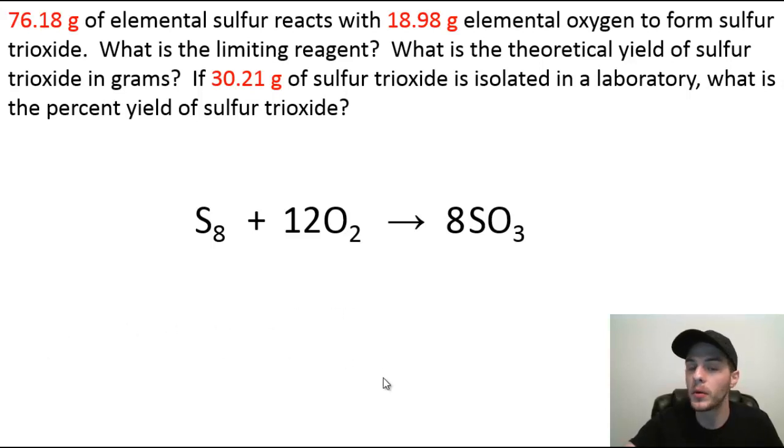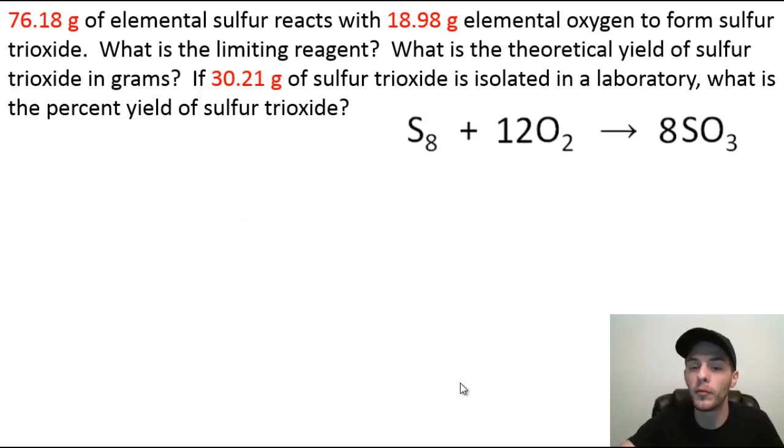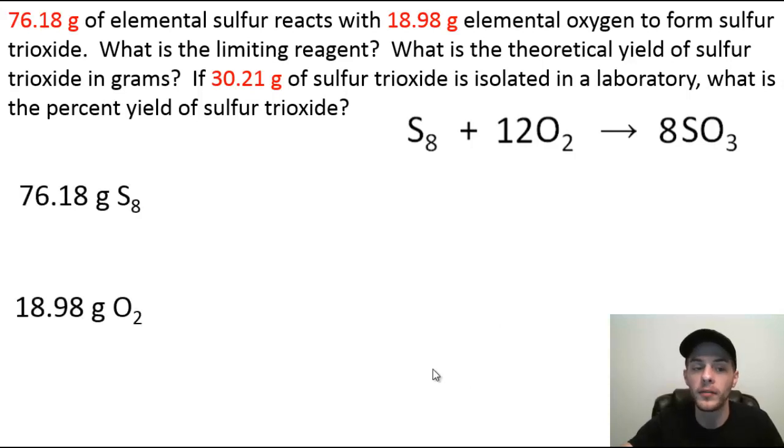And we're going to use that balanced chemical equation to determine what our limiting reagent is. The problem tells us that we have 76.18 grams of sulfur and 18.98 grams of oxygen. These two values alone are relatively useless because the balanced chemical equation that we just worked so hard to write doesn't say anything about mass. It's talking about moles. It tells us that we have 1 mole of sulfur reacting with 12 moles of oxygen to form 8 moles of SO3.